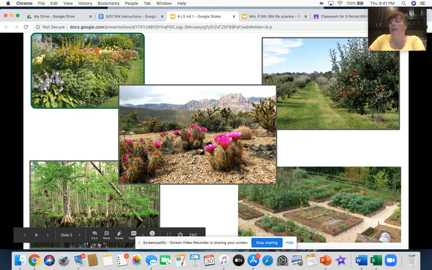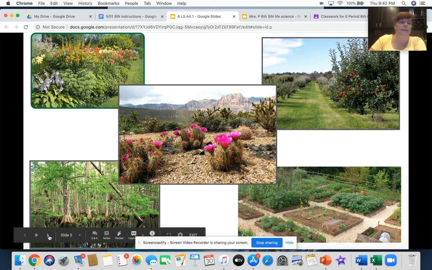Okay, so I've got an apple orchard. Not only do I have the trees, I have the grass and the weeds all underneath here. I have a vegetable garden that someone has planted. I have a swamp. This is in Florida in the Everglades. This is somebody's flower bed. It's very pretty and manicured. This is actually up at Red Rock Canyon. All of these plants are producers. They produce their own food.